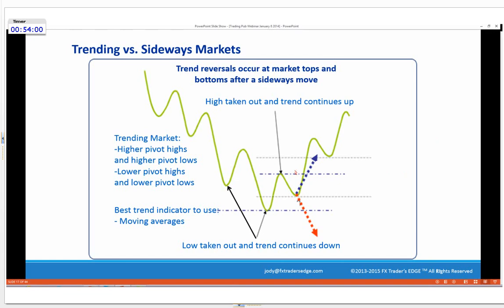Other than that, you really need to think about sticking with the trend and just selling the rallies in the case of the downtrend. Okay? It's just really important to do that. I've seen so many traders, and I've done it myself, picking tops and bottoms and having it go against us.